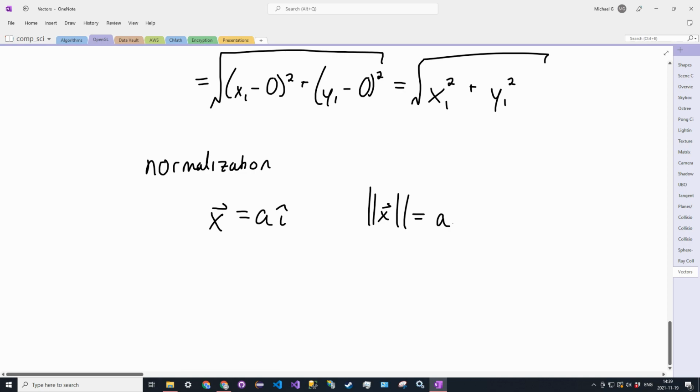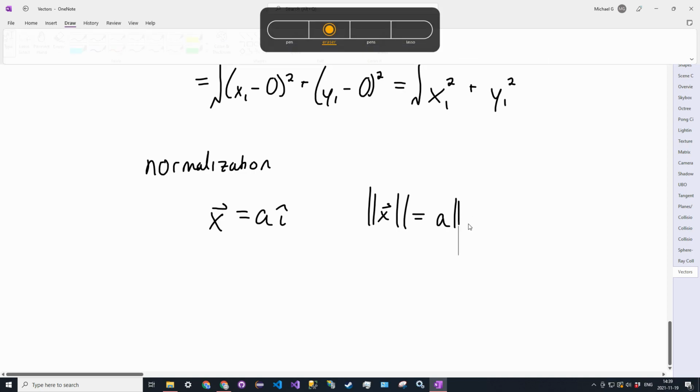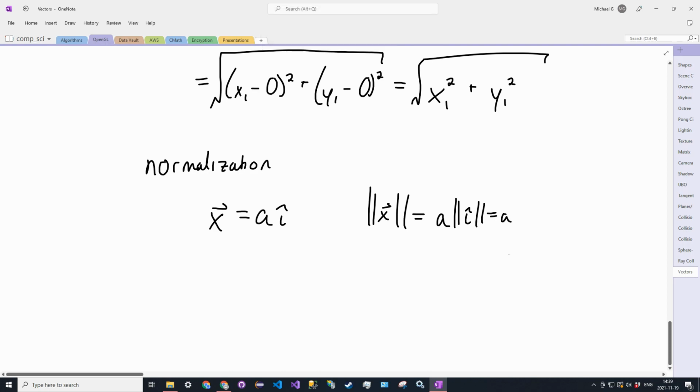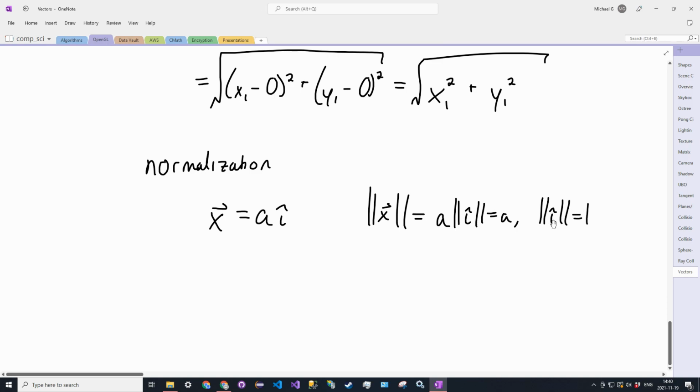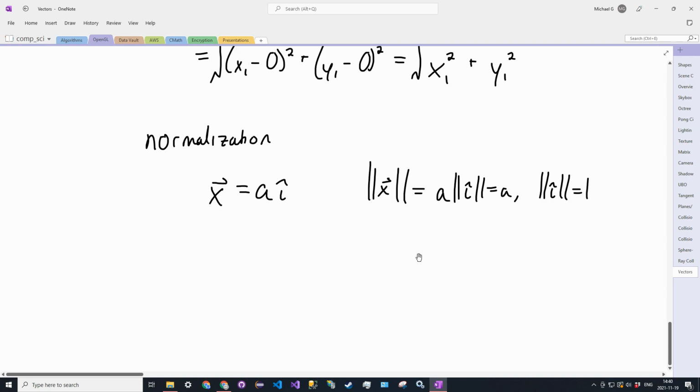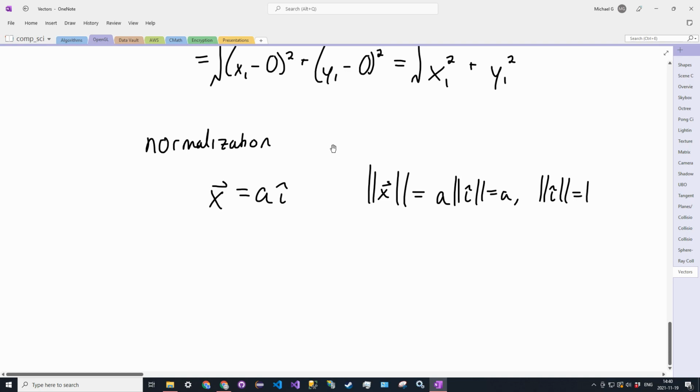And how do we know that? Well, if the magnitude of the unit vector i hat is 1, then this is simply a times that vector. So this is equal to a times the magnitude of i hat, which is equal to a, because the magnitude of i hat is 1, and you can verify that using the formula up here. But it's pretty trivial because i hat only has x1 as 1 and y1 as 0, so it's just the square root of 1 squared. But so for normalization, essentially what we're going to want to do is normalize vectors so that their magnitude becomes 1, so we can use them as their own unit vector.